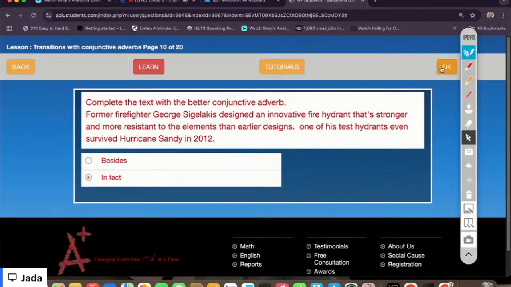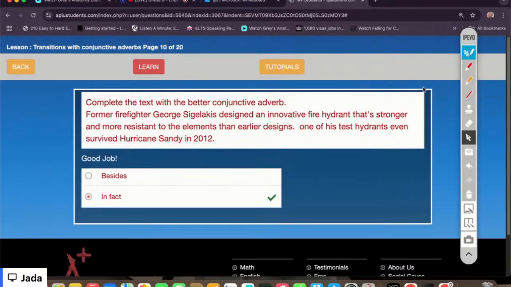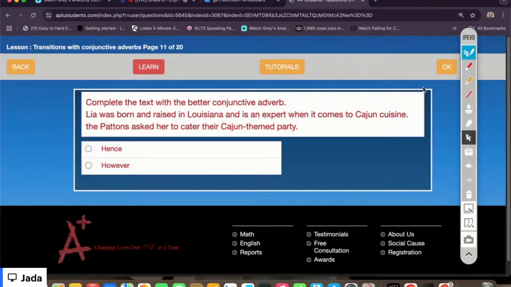So we have in fact. Okay. Leah was born and raised in Louisiana and is an expert when it comes to Cajun cuisine. The Pattons asked her to cater their Cajun theme party. Hence, however, which one?